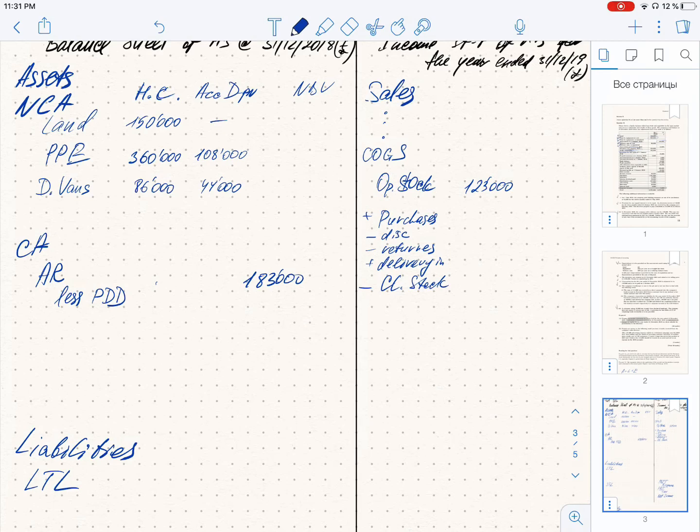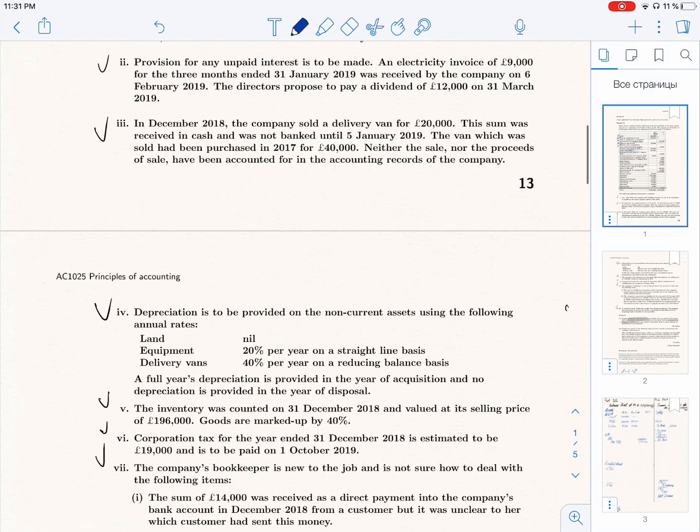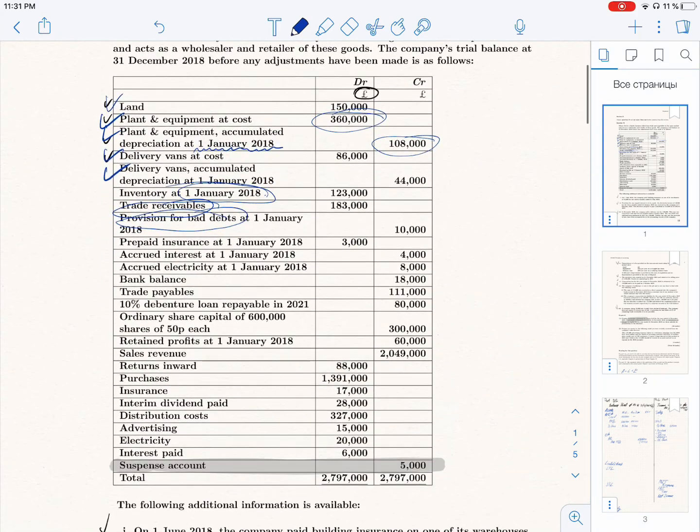Provision for bad debts 10,000. I won't close the brackets because I do know for sure that if we have provision for bad debts in the trial balance, there would be some adjustment, some additional information on that line. So it would be changed some time. The next line, prepaid insurance. I believe that would be the last line.